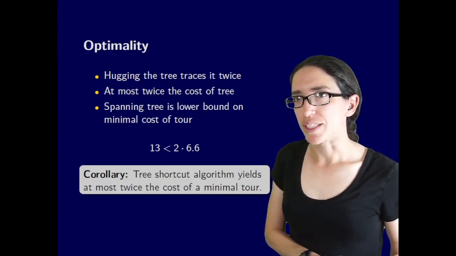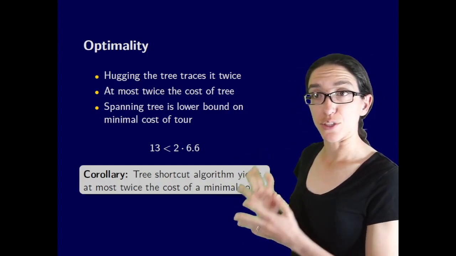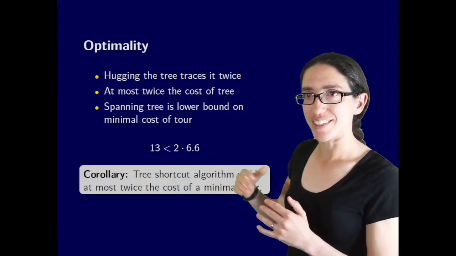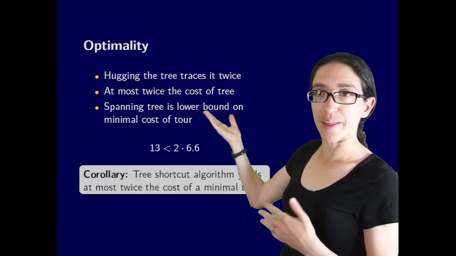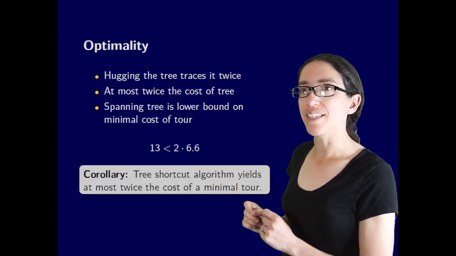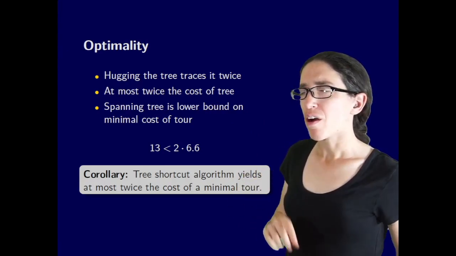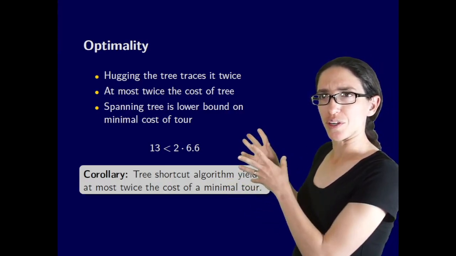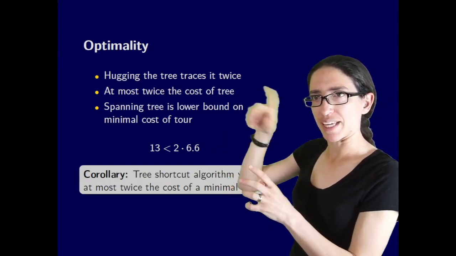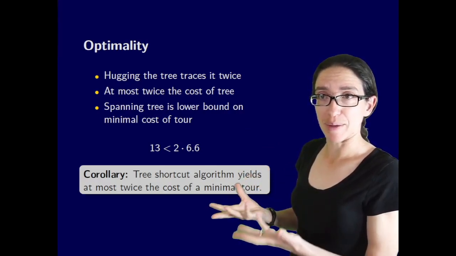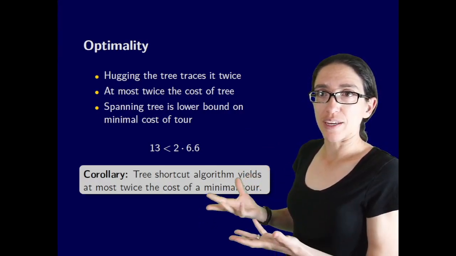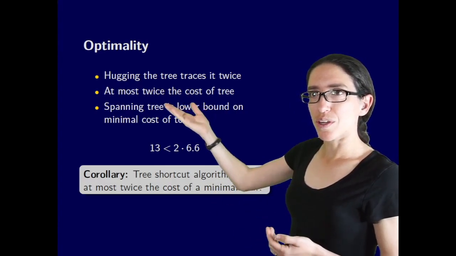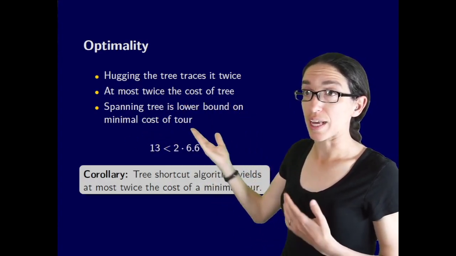So let's think about what this does. Hugging the tree traces it exactly twice, and that's without any shortcuts. So with taking shortcuts, the tree shortcut algorithm gives us a tour that's at most twice the cost of the minimal spanning tree. Also, you can't get any less than the cost of the minimal spanning tree, because let's think about it. If we have a tour and we remove some edges that make it a cycle, then we can remove enough edges to make it a spanning tree, and so we have to be at least the cost of a minimal spanning tree. So somehow we're at most twice the cost of the tree and also at least 1 times the cost of the tree.